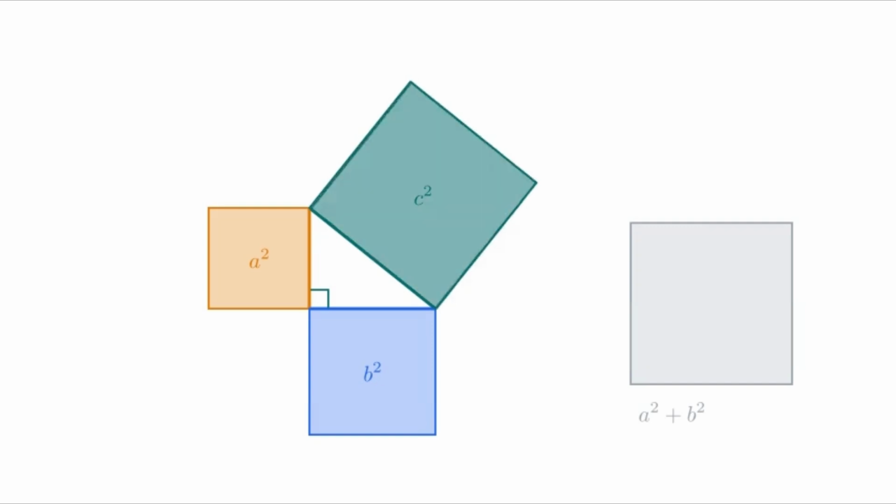Here's a fixed square whose area is a squared plus b squared. And here's the c squared dropped straight on top of it. Perfect fit. Nothing left over, nothing missing.